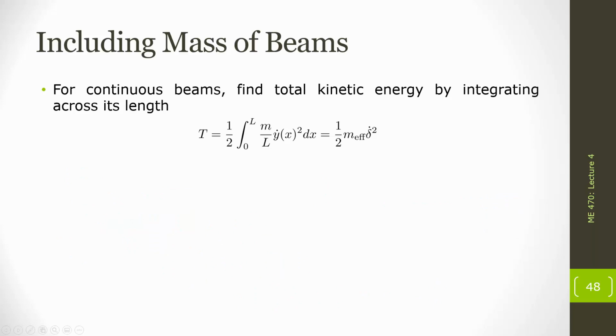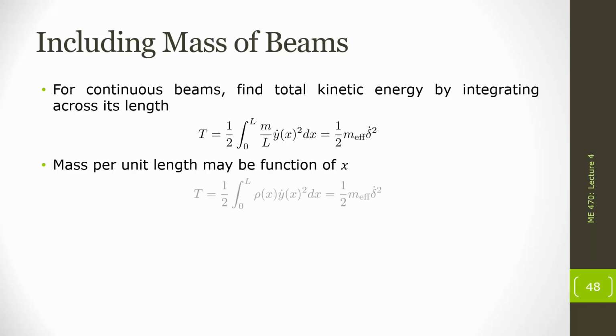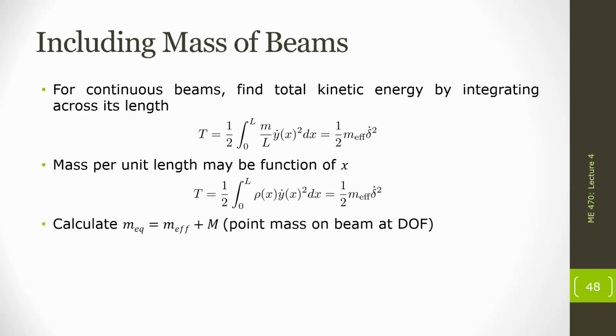On the subsequent slides, we'll deal with how we find that effective mass. But first, we can have systems that are not homogeneous. The linear density could vary with x. So we can have this slightly more general equation for the kinetic energy, where we use rho of x, if it's changing as we go from the left of the beam to the right of the beam.